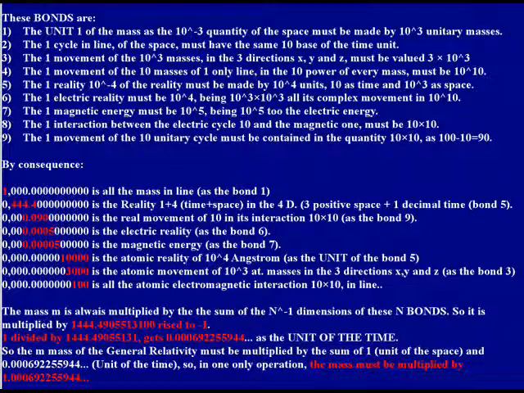So the mass M is always multiplied by the sum of the n raised to minus 1 dimensions of these n bonds. So it is multiplied by the sum of the bonds, and it is the number colored red. 1 divided by this number is the unit of the time. So the M mass of the general relativity of Einstein must be multiplied by the sum of 1, that is the unit of the space, and 0.00069, etc., that is the unit of the time. So in one only operation, the mass must be multiplied by 1.0006922, etc.